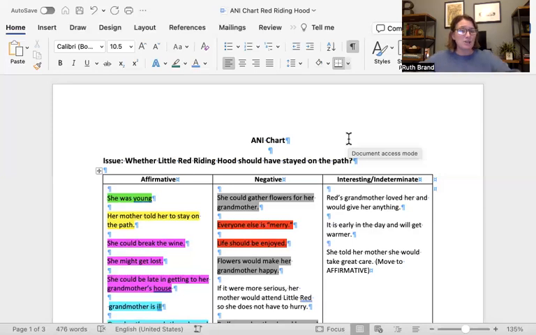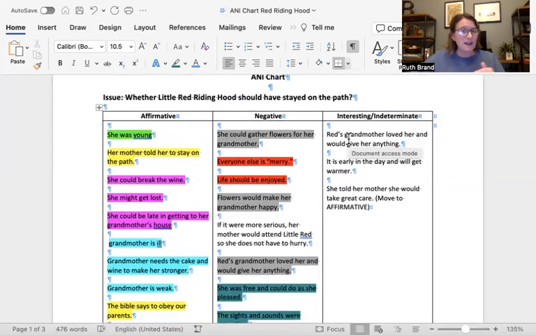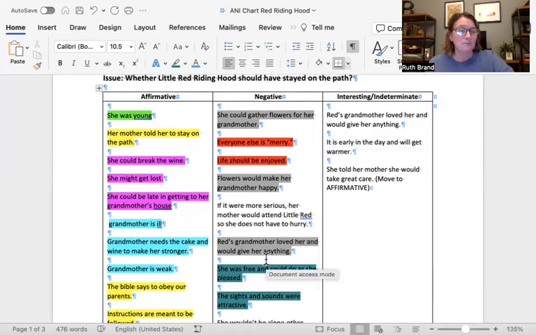And the issue here is whether she should have stayed on the path. So I've got my Annie chart here, already filled out, and then I did what you did in class today: sorted it. I took all of my information and created groups. How we did that was we started at the very top of the list, and I ignored all the negative for now. I covered that up, maybe with a piece of paper, and focused on the affirmative only. For the affirmative, the first thing I had was that she was young. Then I went down my list and read everything that would match that, be a friend with that, support that, work together.